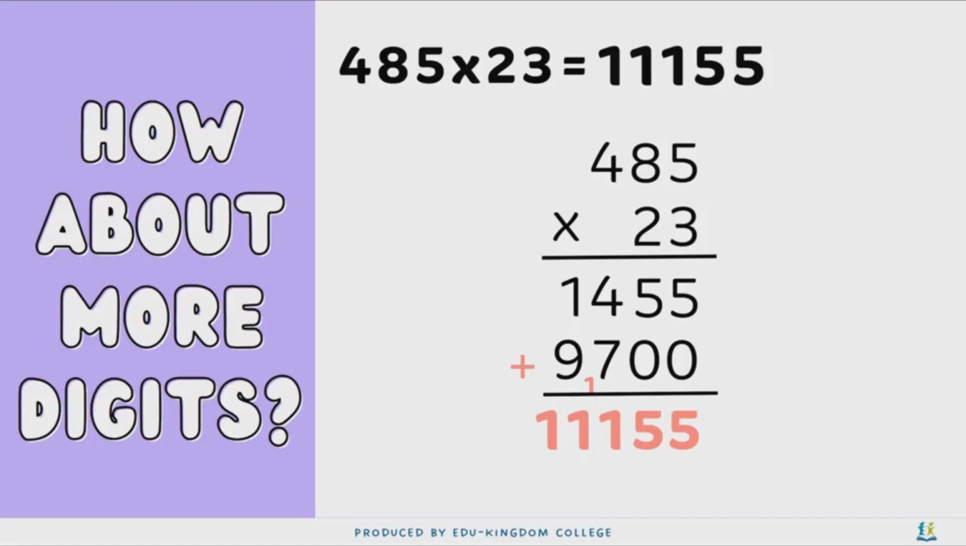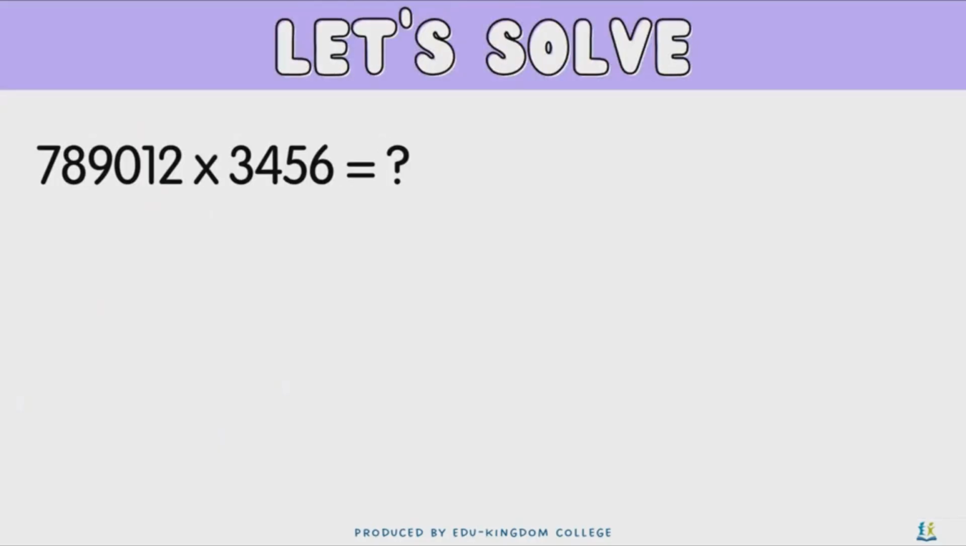This method works for adding more and more digits. So if you're timesing by 3 digits by 3 digits, 4 digits by 3 digits, and so on, you just keep timesing them individually and adding the zeros to the second, third, and fourth number. Using that idea, let's have a look at this mathematical question that I have put at the start of the video.